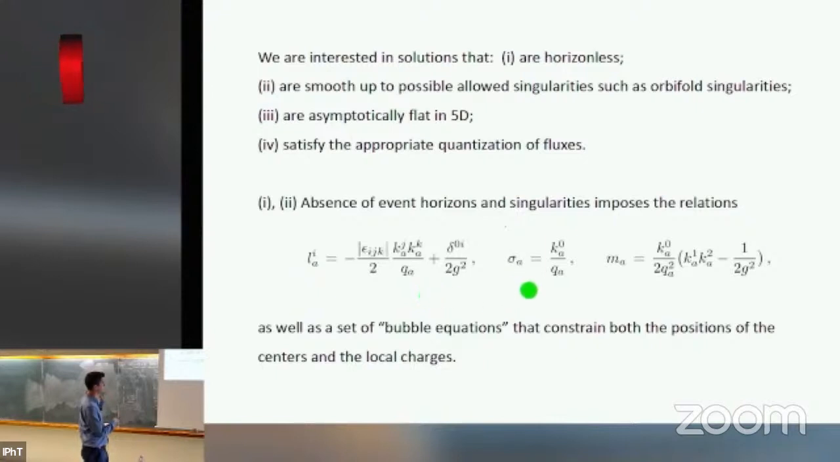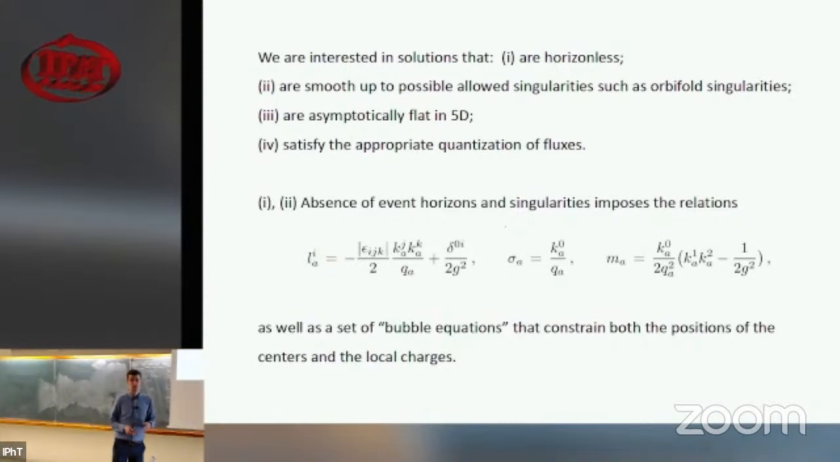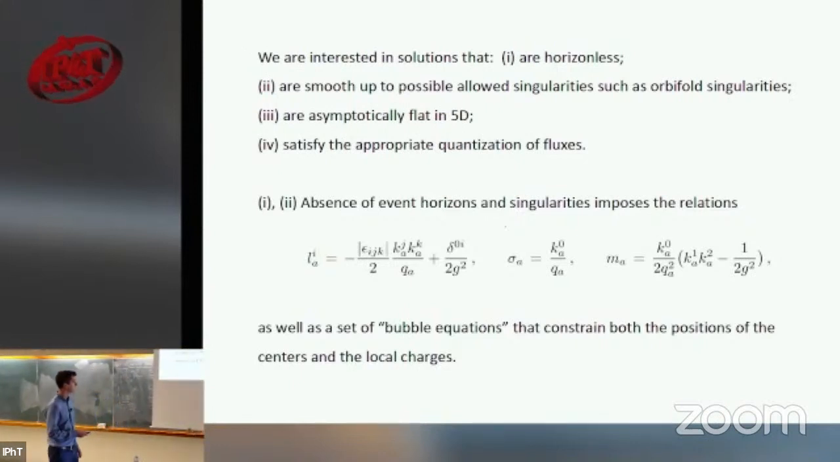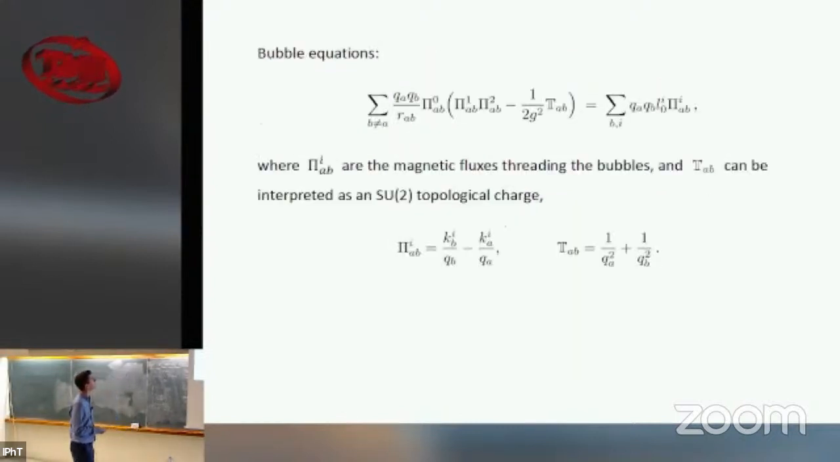Same for the sigma parameter that we were just discussing in the Q function, and the same for the charges of the angular momentum harmonic function. In addition to these constraints, we also have a set of bubble equations that constrain both the positions of the centers and the local charges. And the bubble equations take the following form. So we have a set of fluxes, which are the fluxes on each of the topological bubbles, which are determined in terms of the parameters which are less constrained in this process now, the k's and the q's.